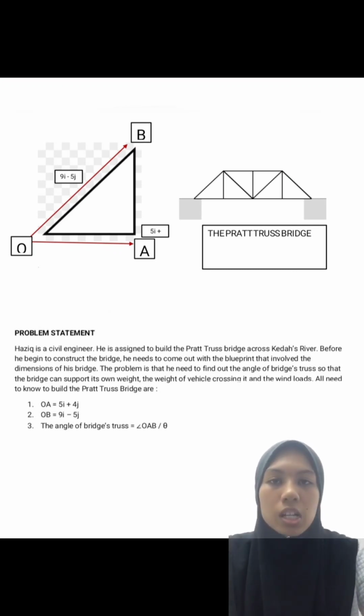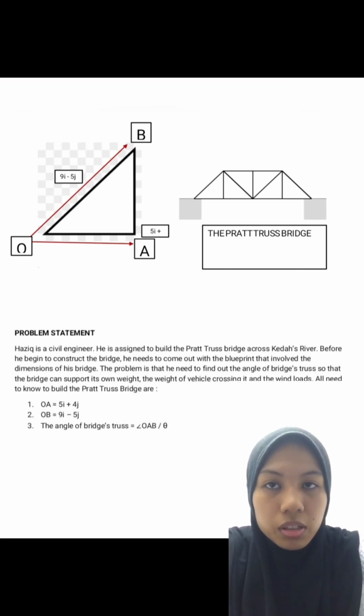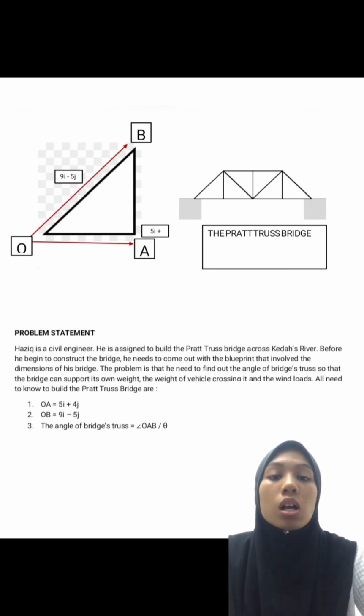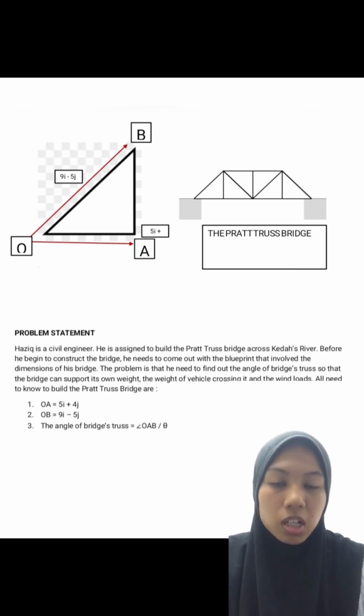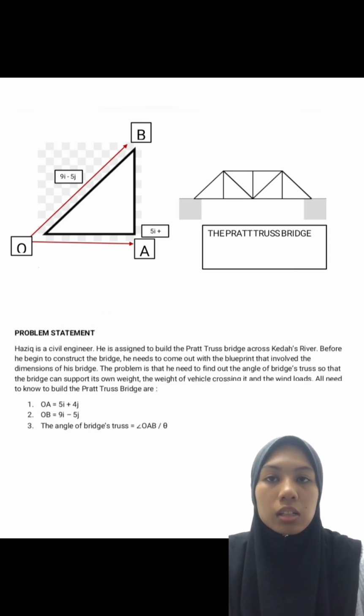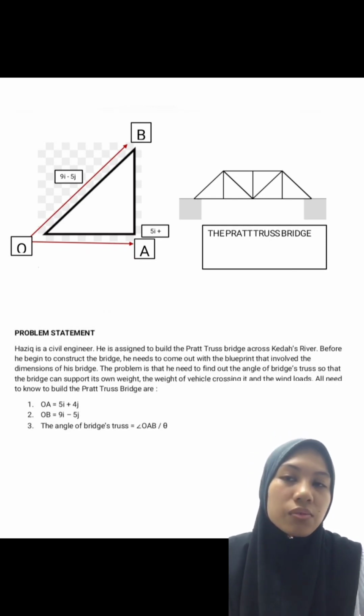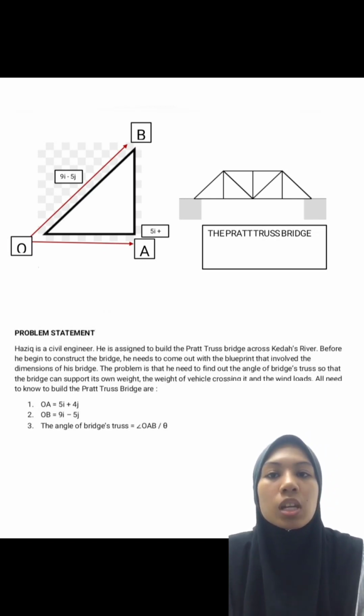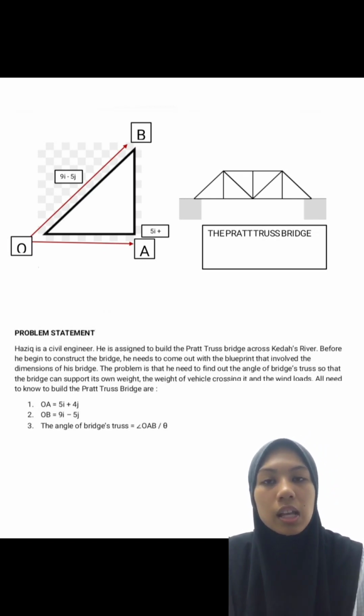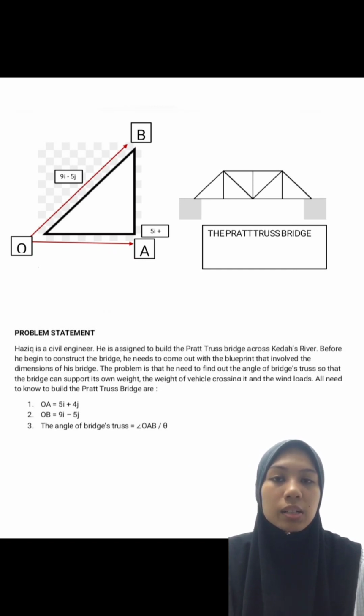So the problem statement is: Haziq is a civil engineer. He is assigned to build a Pratt Truss Bridge across Kedah River, and before he begins to construct the bridge, he needs to find out the blueprint that involves the dimensions of his bridge. The problem is that he needs to find out the angle of the bridge truss so that the bridge can support its own weight, the weight of vehicles crossing it, and the wind loads.